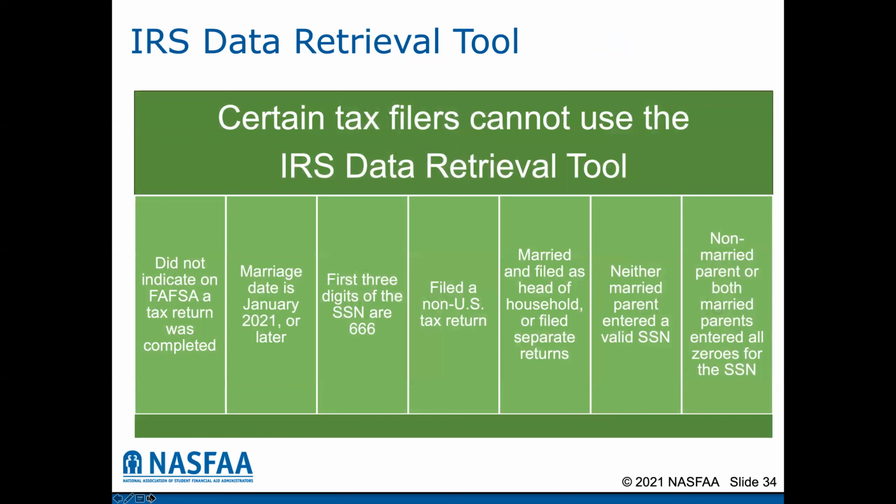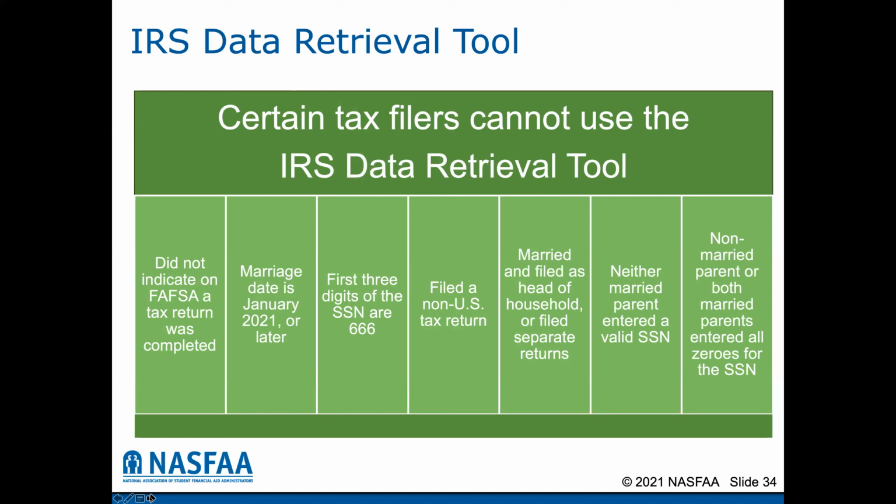Certain tax filers cannot use the IRS data retrieval tool. So if you indicated on your FAFSA that the tax return was not completed, you will not be able to transfer information to the application because there's no information there to transfer. If your marriage date was somewhere between January 2021 to present, you won't be able to utilize it because chances are you didn't file a married filing joint return, and we need to combine two tax returns at this point, and income and information.